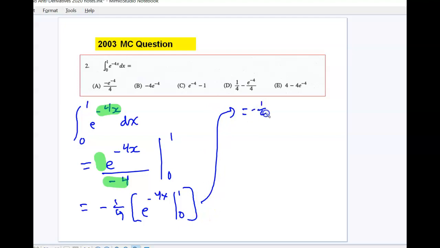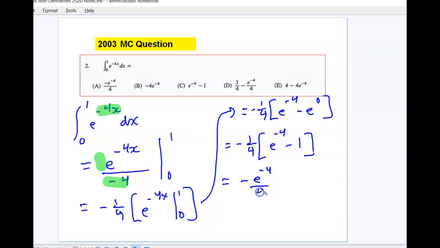So this is going to be negative 1/4 e to the negative 4, minus e to the 0, which is going to be negative 1/4 times (e to the negative 4 minus 1). And if I was to distribute the negative 1/4, I would get negative e to the negative 4 over 4 plus 1/4. And if I change the order, it would be that answer right there at D. So again, with an exponential, you have to be careful. If the exponent is bigger than just x, you have to divide by the derivative of the exponent.